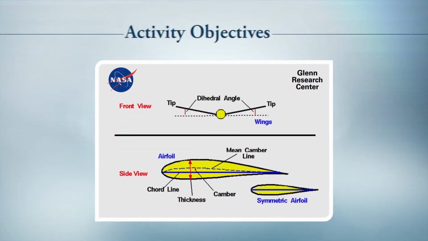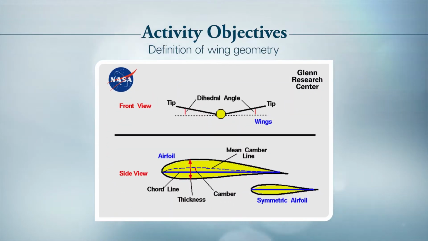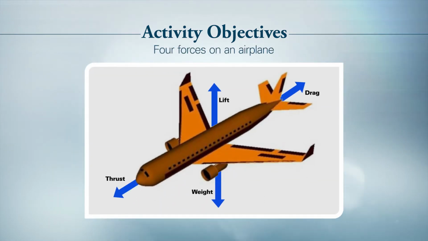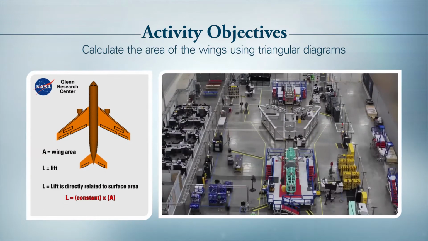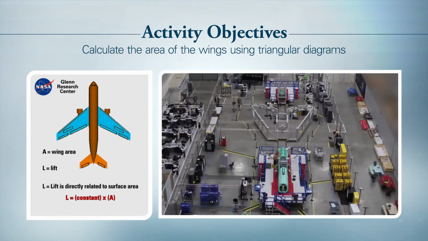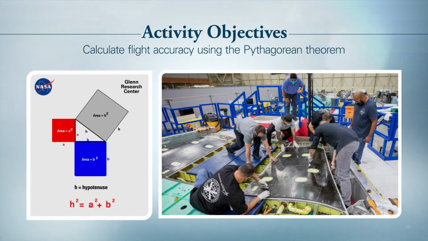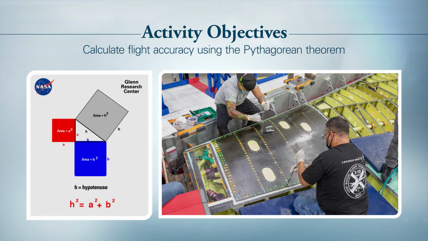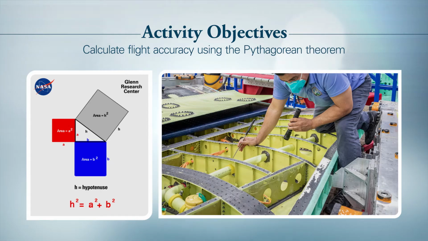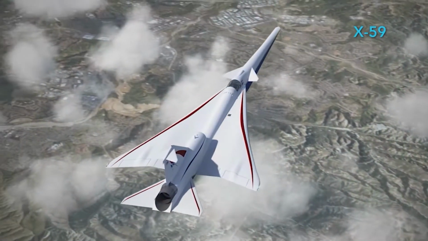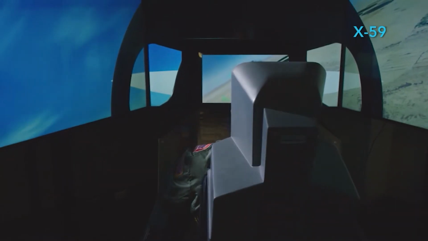The objectives of this activity are to explore geometry and its relationship to the design of airplanes, and to explain to students the forces of flight and how important they are to understanding how NASA uses these principles when designing an airplane. In this activity, students will build a paper airplane, calculate the area of the wings using triangular diagrams, and calculate the accuracy of the flight using the Pythagorean Theorem, to evaluate the information in the data table and interpret the results. But how is it that an airplane can fly from one place to another with precision?